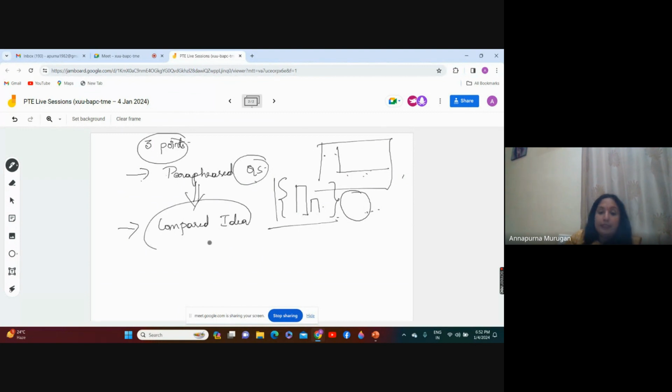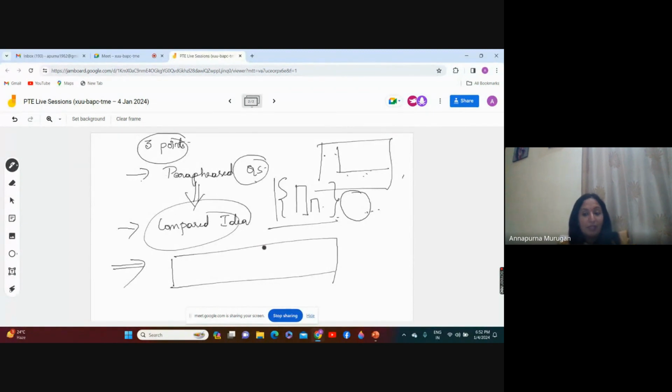The compared idea: what will you be writing? You will be writing what exactly is happening on the graph. That is what you need to present here. Now, the second sentence is what? As soon as we see something, we get that initial view, that initial overview, which you try to present.